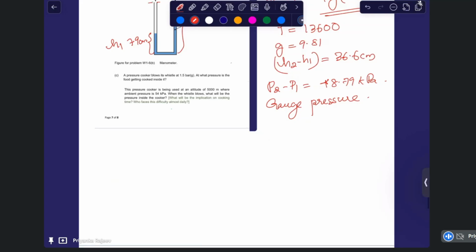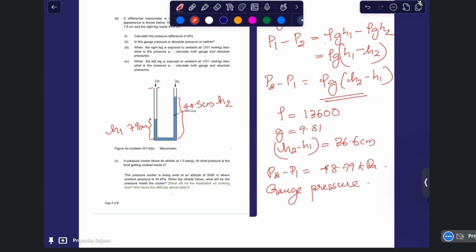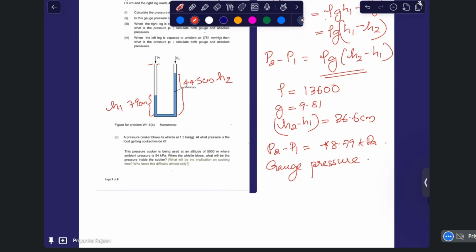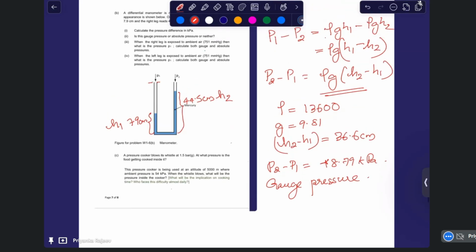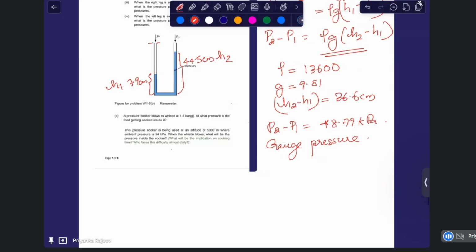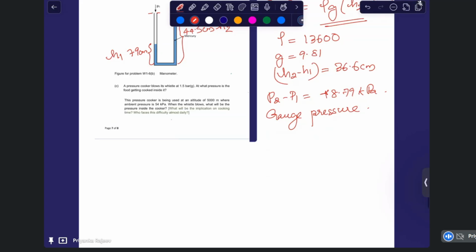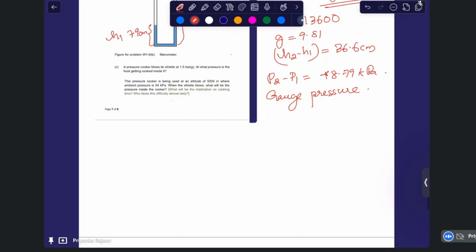Now, next up is pressure. Okay. One second. A pressure cooker blows its whistle at 1.5 bar. At what pressure is the food getting cooked inside? The pressure cooker is being used at an altitude of 5000 meter where ambient pressure is 54 kilopascal. When the whistle blows, what will be the pressure inside the cooker?